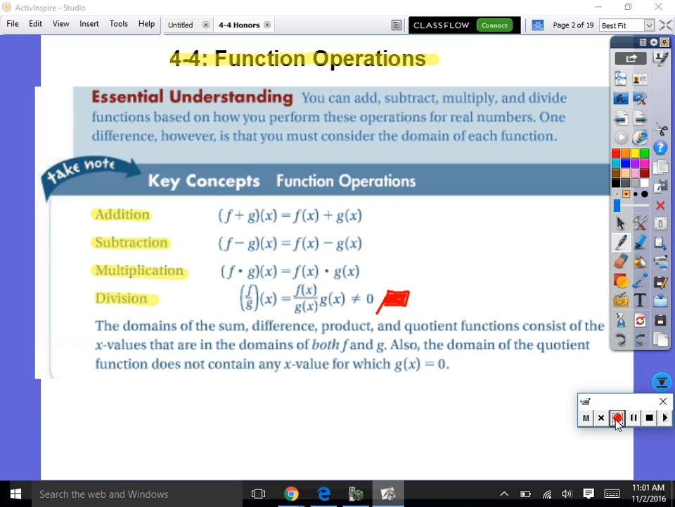So domain is what we can put into a function, correct? Domain is x values or input, right? We're going to have to restrict the domain on these according to what we can and can't have for real numbers, and we'll talk about that in a second.